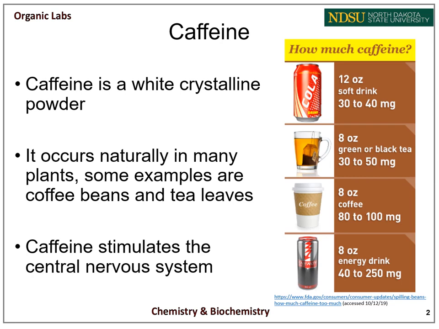And shown on the right here are some examples of beverages that contain different amounts of caffeine. A 12-ounce can of cola can contain 30 to 40 milligrams of caffeine. 8 ounces of green or black tea can contain 30 to 50 milligrams of caffeine. 8 ounces of coffee can contain 80 to 100 milligrams of caffeine. And an 8-ounce energy drink can contain 40 to 250 milligrams of caffeine.